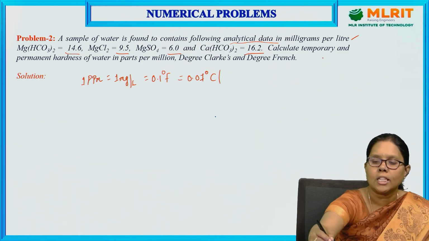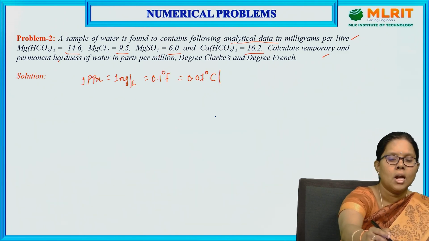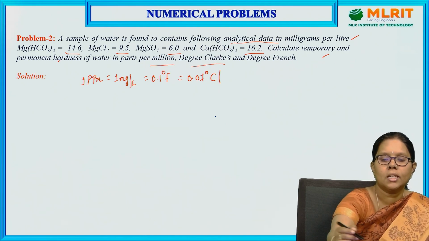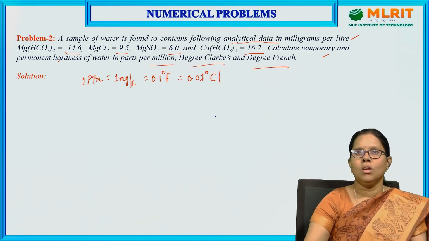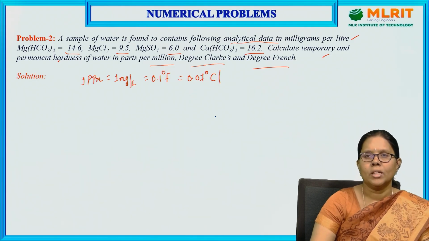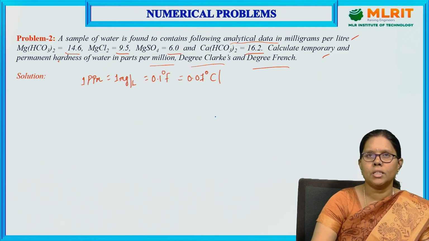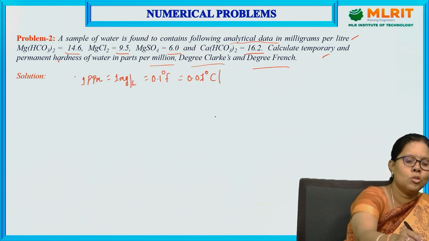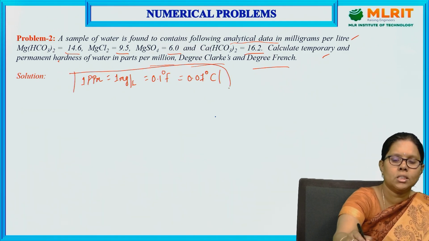We have to calculate the temporary, permanent and total hardness of water in parts per million, degree Clark and degree French. So we have to calculate the temporary, permanent, total in milligrams per liter and we have to convert it into degree Clark and degree French by using this relationship between these units.